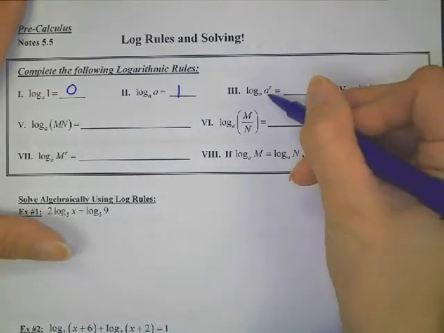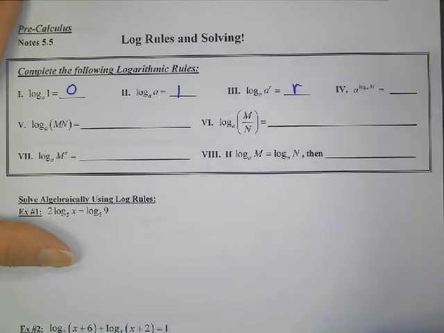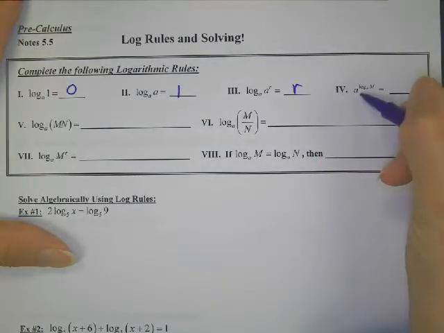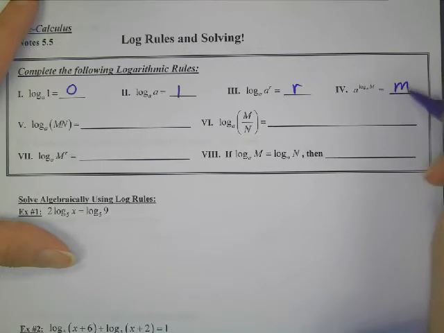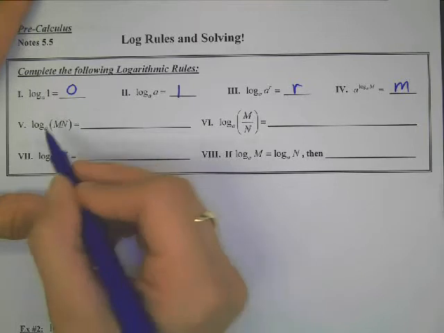What if the base is A and the of is A to the power R? What does this rule say? Then you get the power R. What if the base is A and then the power has a log and that base is A, and the bases are both A? Then you just get M. Okay, these are very popular rules here for when you're solving.